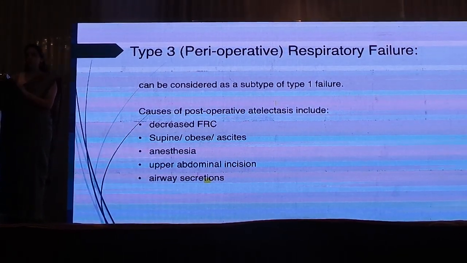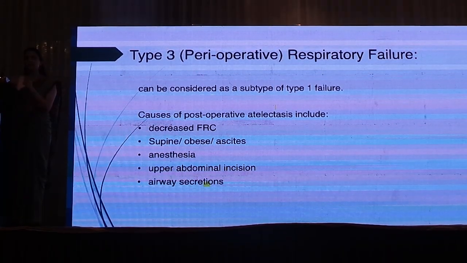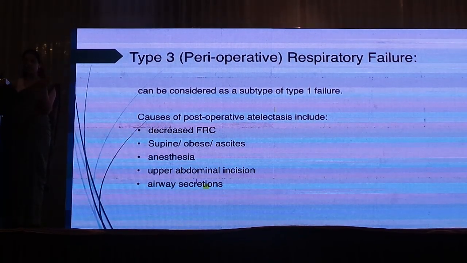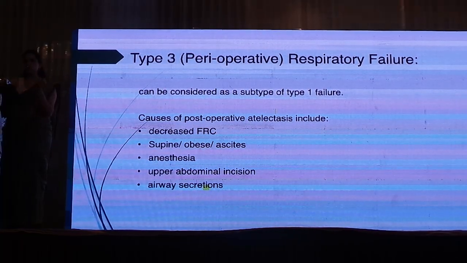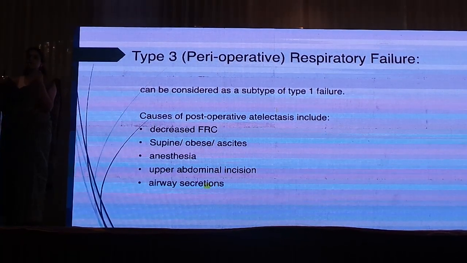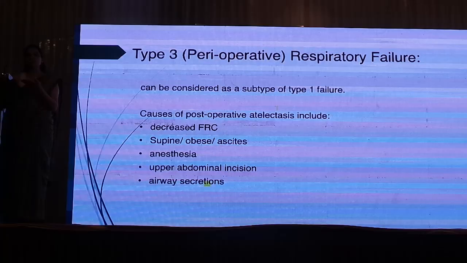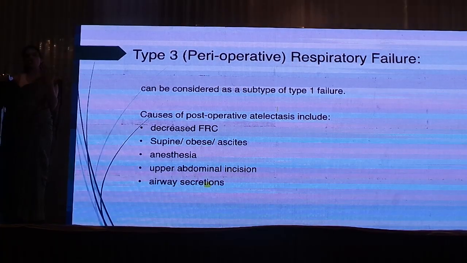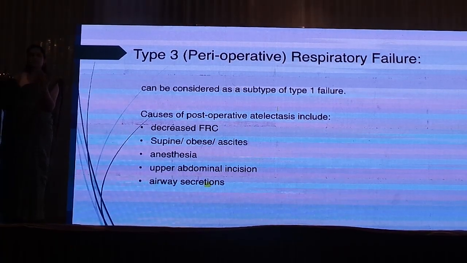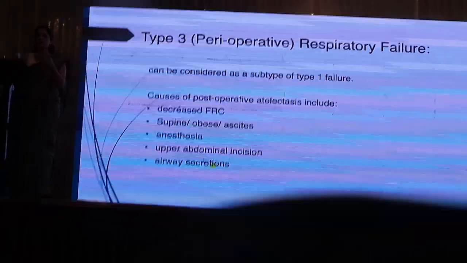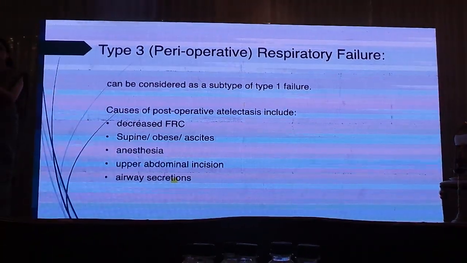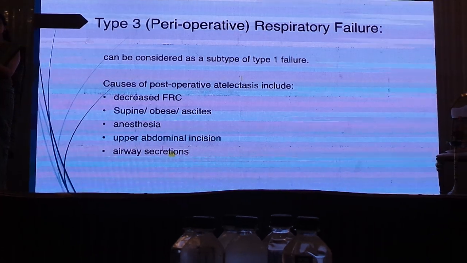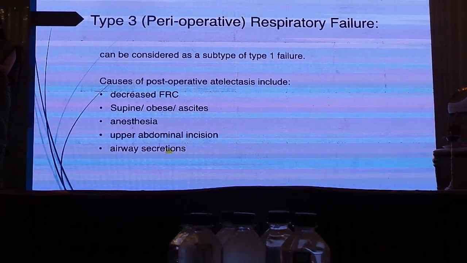Now type 3 or perioperative respiratory failure, like I said initially, is a subset of type 1 and is also called post-operative respiratory failure. So causes generally are decreased functional residual capacity, because whenever a person is in supine position or various other positions like Trendelenburg, etc. during surgeries, the lower lobes are affected the most. They undergo atelectasis.